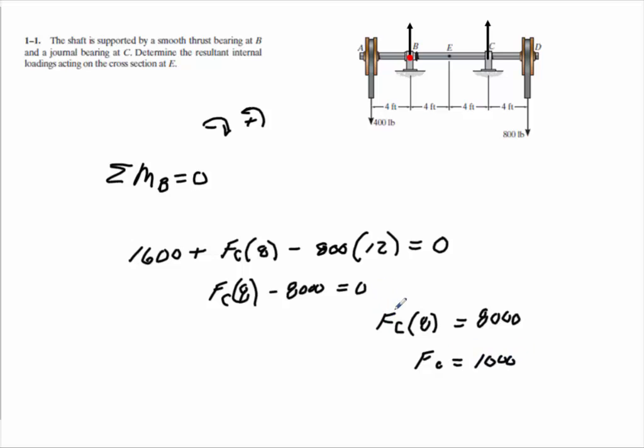Now the reason I'm saying do it this way is because if I get FC as positive, then it means I've identified this the right direction. If I get negative, then it would have to come back down. So I know right now that this has to be 1,000.